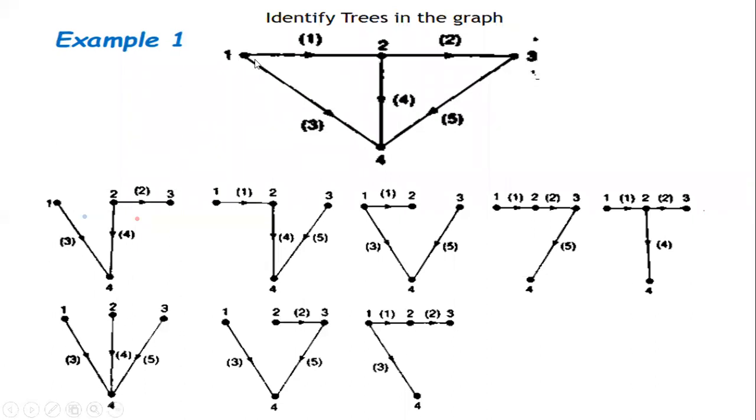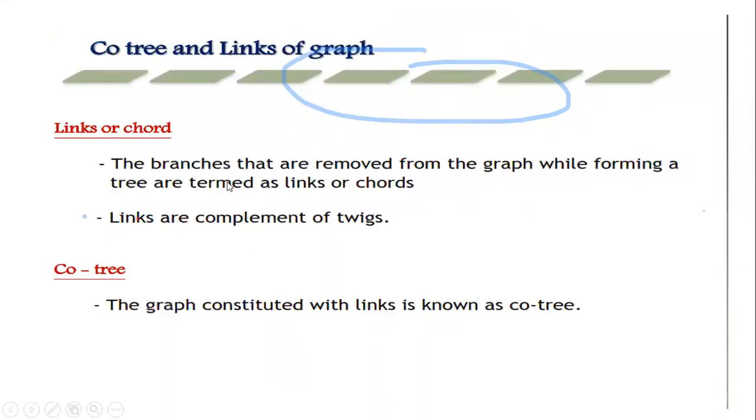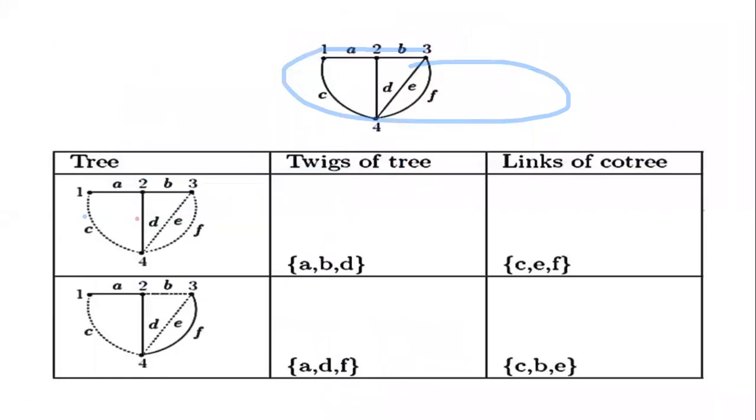So for this graph, all these are the possible trees you can see here. So again here also you can see the twig and tree. Same thing.